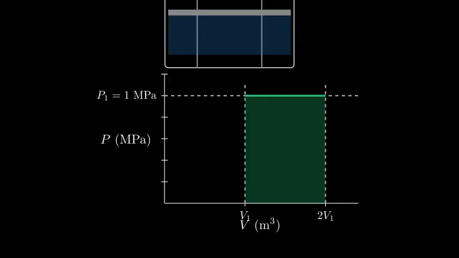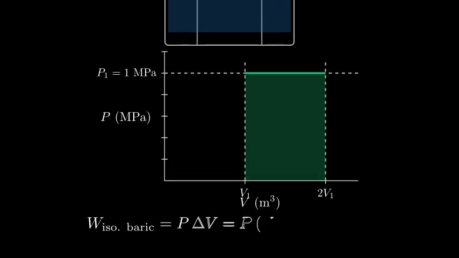For isobaric expansion, work equals pressure times change in volume. So W equals P times (V2 minus V1). Because the final volume is double the initial, delta V equals V1. Using the ideal gas law, initial volume equals nRT divided by P.